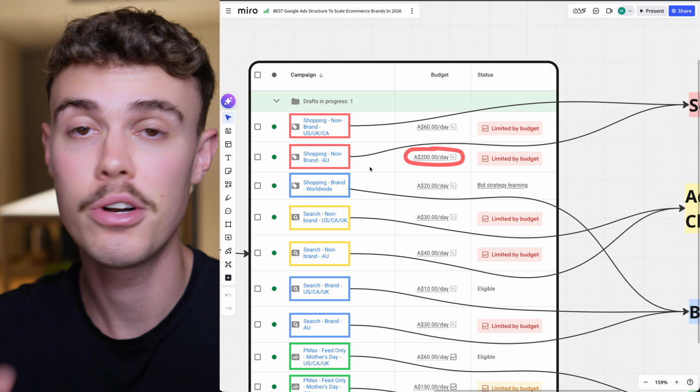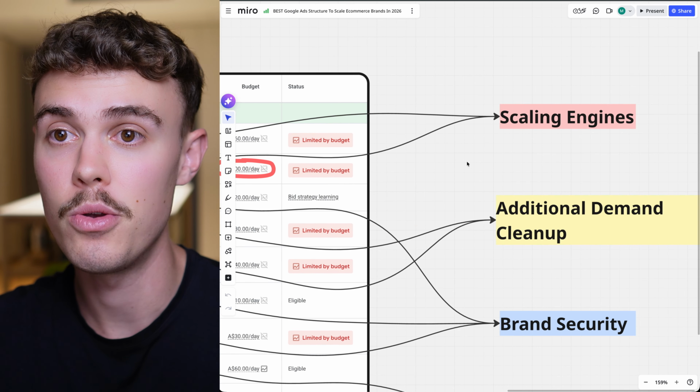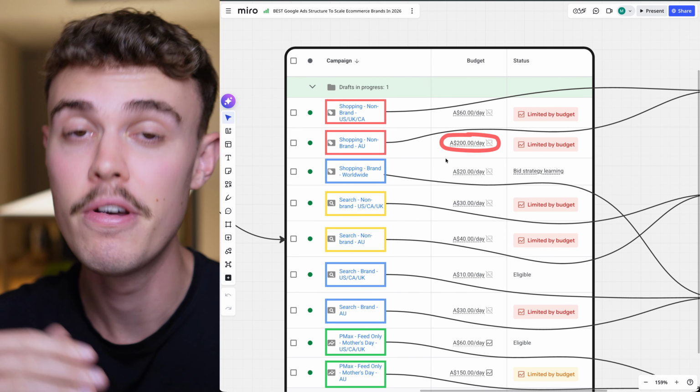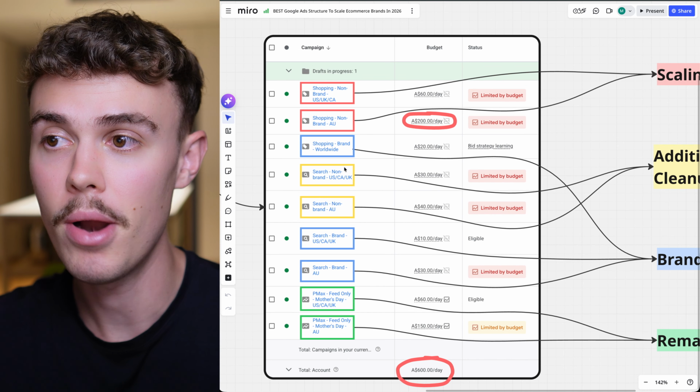Make sure it's running in the right region with the right products and no branded traffic. And that is going to be how you acquire new customers. This is targeting people searching for the product itself, not your brand. Now, beyond that, we have our additional branded campaigns.